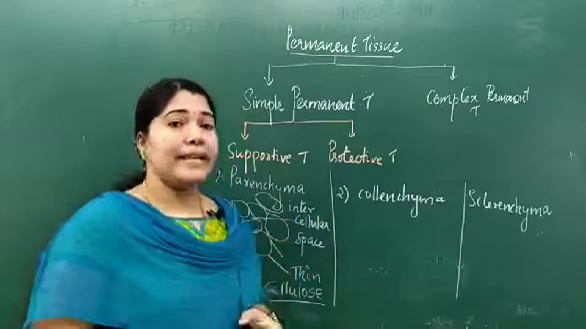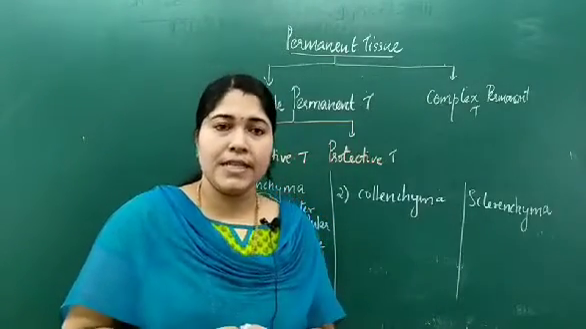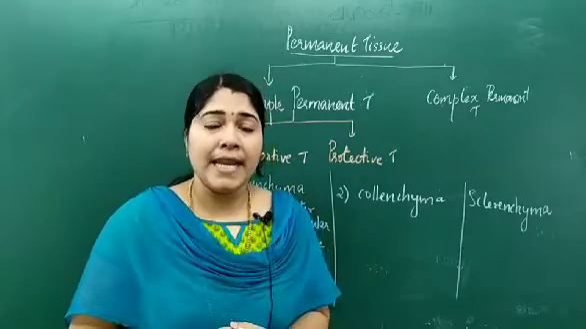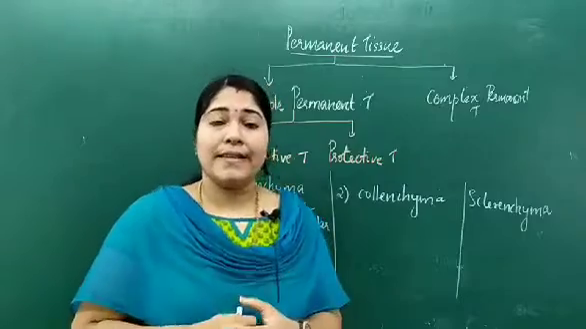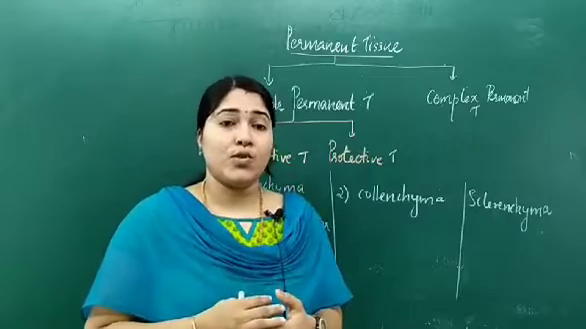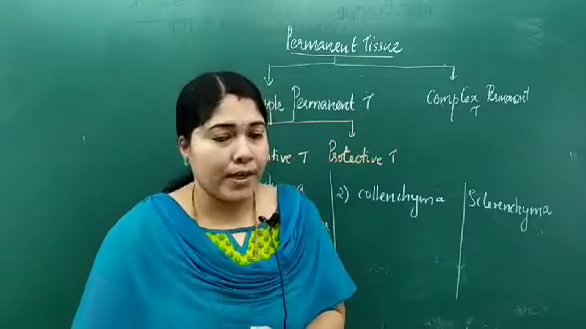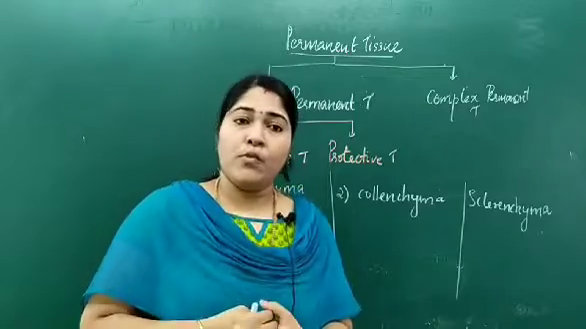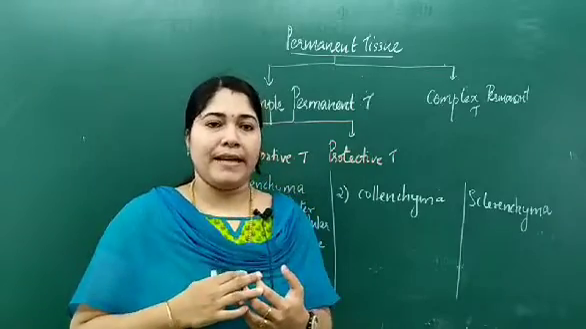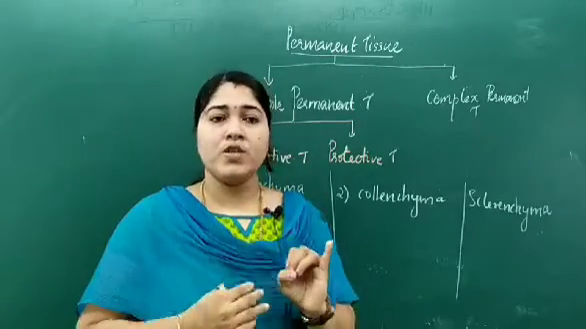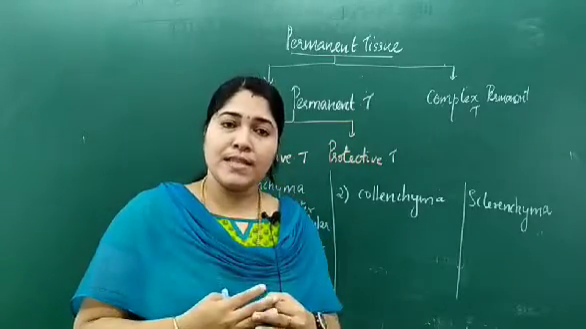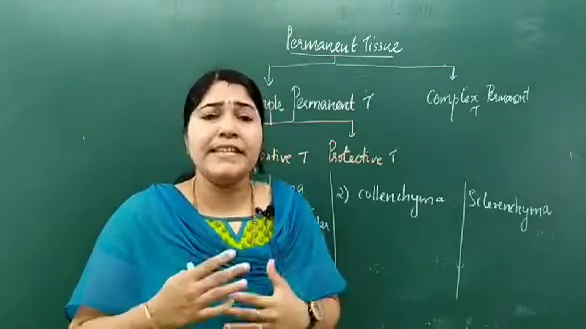The function of the parenchyma cell, what they do: they provide mechanical strength to the plant body, and they help in storage of food material. They play an important role in photosynthesis, and they also help in exchange of gases. These are the functions of parenchyma. Parenchyma provides mechanical strength to the plant body, helps in storage of food material, in photosynthesis, and in gaseous exchange.